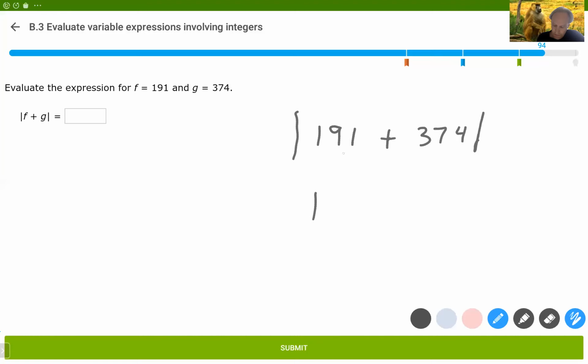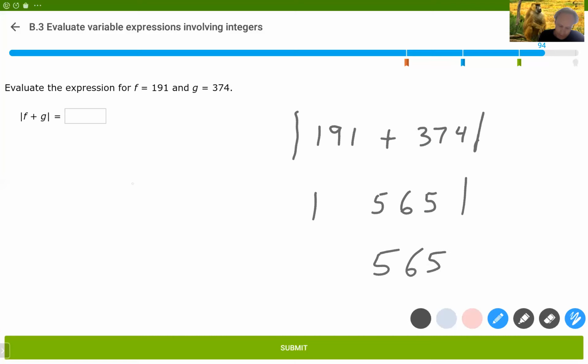So 191 and 374, lots of ways to do it. I'm just going to add them. I'm going to add the 1 plus the 4, which is 5, the 7 and the 9, which gives me 16, carry the 1, and 3 and 4. 3 plus 1 plus my carry gives me 565.